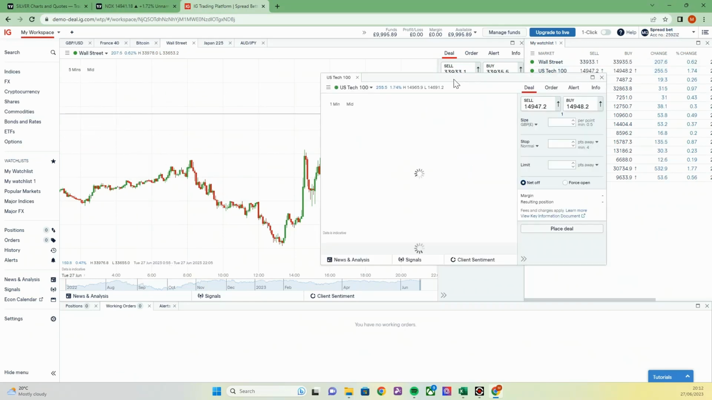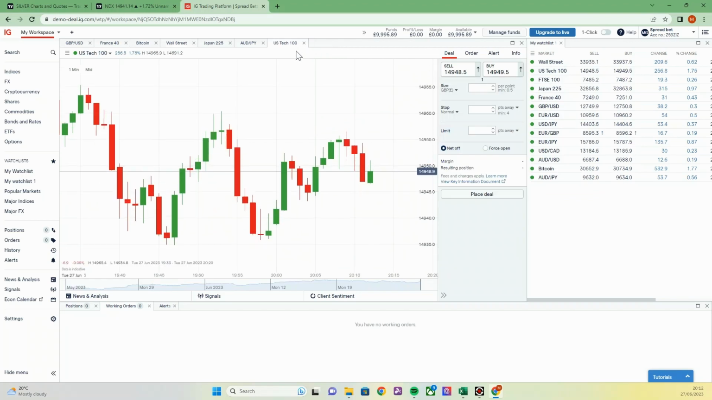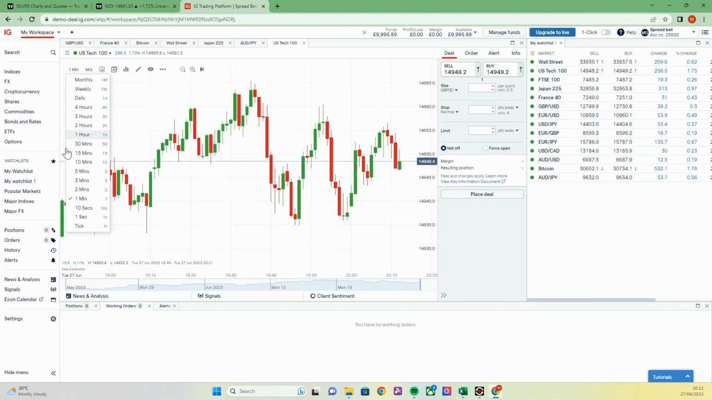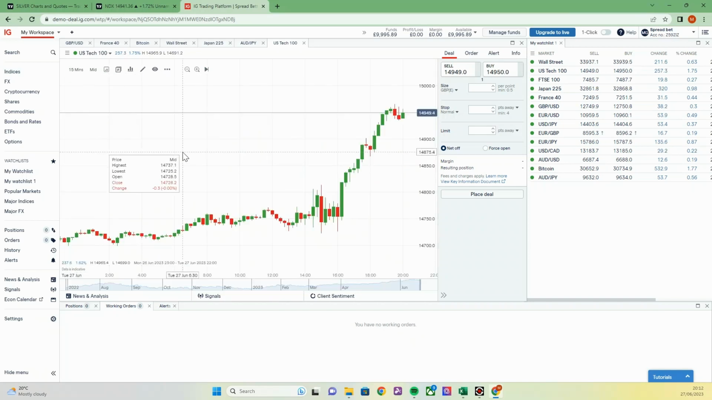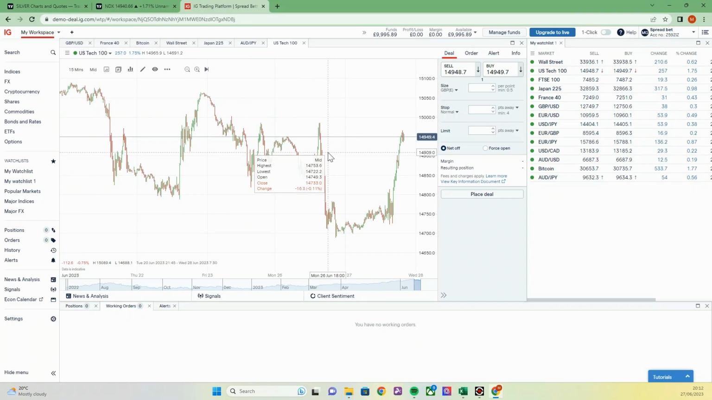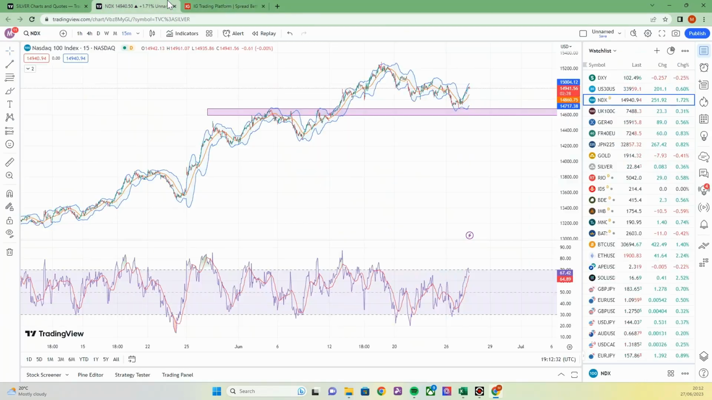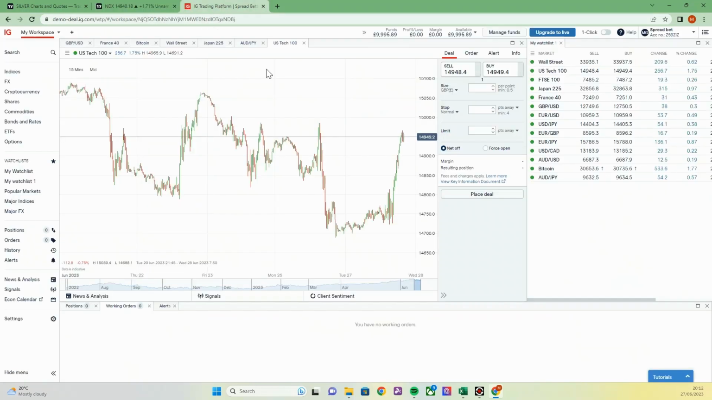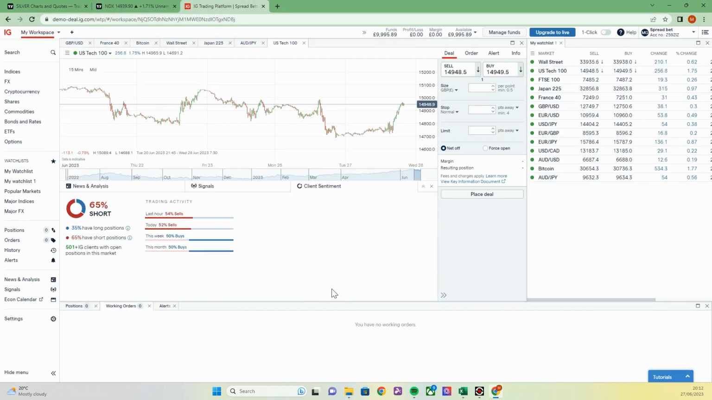I'm going to have a look at this one. I'm going to chuck it on there. This is on the 1 minute. I'm going to turn it onto the 15 minutes just so it looks similar to what I was looking at. 14948, 149, yes, the same one. Okay, so what is the sentiment?